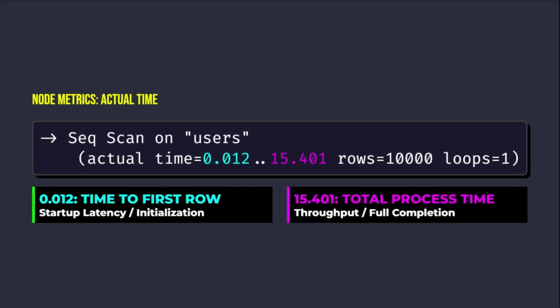Within the plan nodes, the key metrics are actual time and rows. Actual time is presented as a range: the time elapsed before the first row was returned, and the total time until the last row was processed. The difference between these two values reveals latency in the initial data retrieval versus the overall throughput. High initial time suggests slow startup costs, perhaps due to index lookups or complex initialization steps that delay the first result.